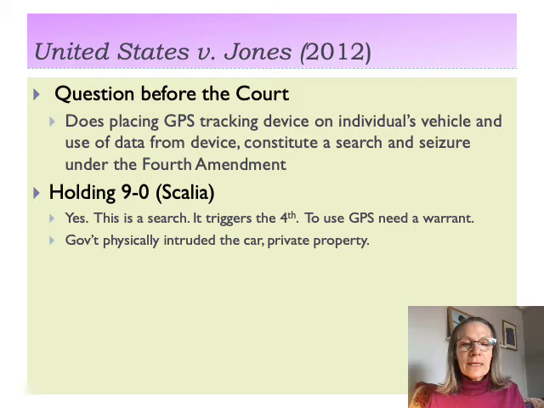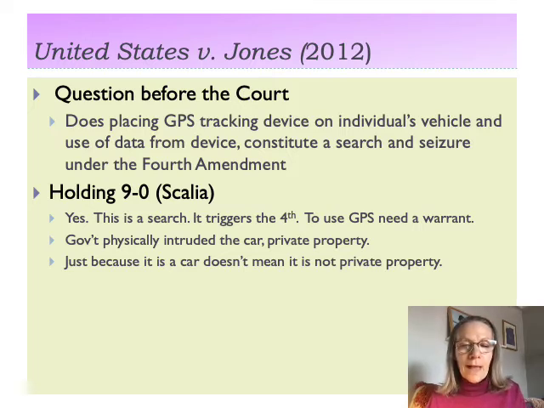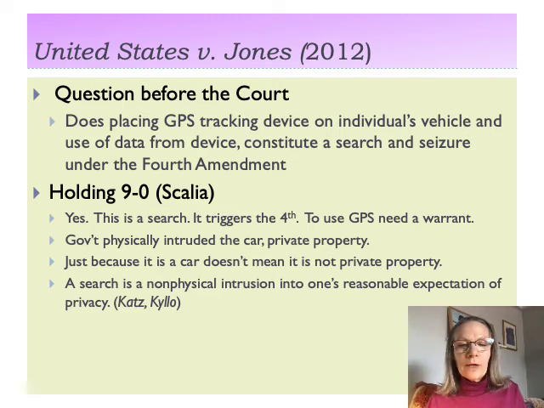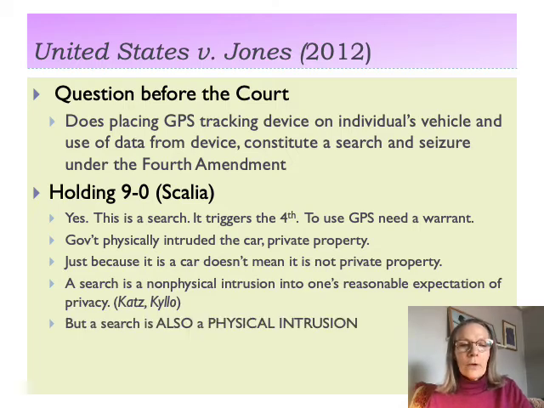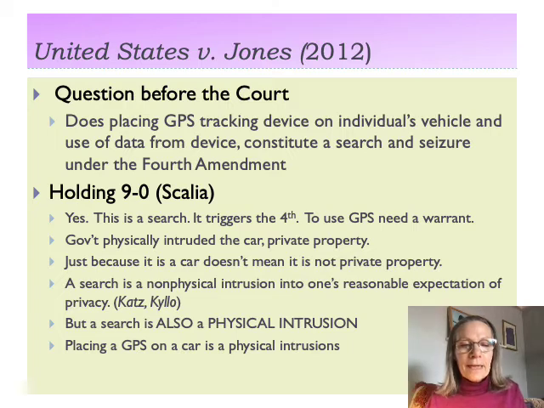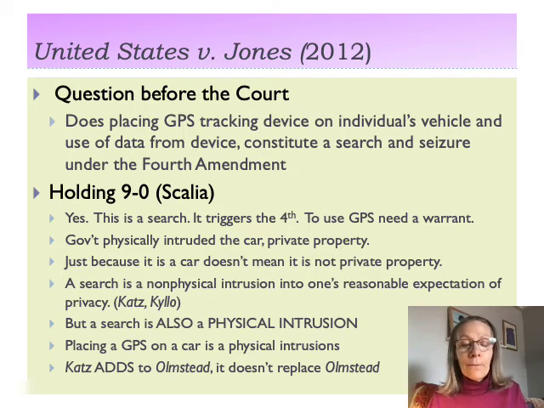They basically said that the government physically intruded into Antoine Jones's private property. They intruded onto his car, and just because it's a car doesn't mean that it's not private property. For one, a search is a non-physical intrusion into one's reasonable expectation of privacy, from Katz. But a search is also a physical intrusion into your private property, and placing a GPS on a car is a physical intrusion. Therefore, the Fourth Amendment is triggered, because we know from Weeks that a search is a physical intrusion. So what's important about Jones, on the question of whether Katz replaces or augments Olmstead, is that Katz adds to Olmstead. A search is searching a place where there's a reasonable expectation of privacy, but a search is also a physical intrusion.